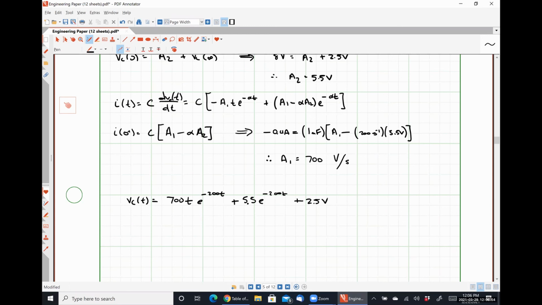So A1 is in there, A2 is in there, and then the most common mistake I would see people make is forgetting to include the value at T equals infinity as well. So just to check ourselves, let's throw this guy into LT Spice real quick.